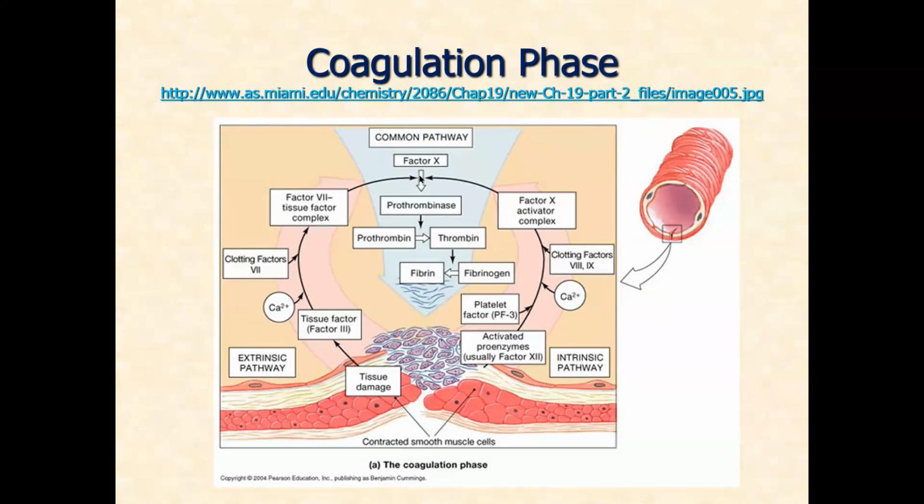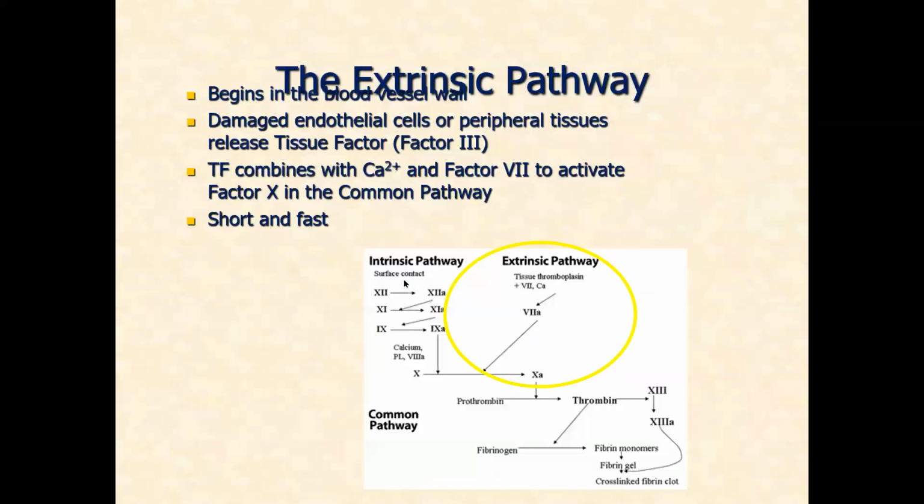This common pathway here leads to the formation of fibrin, right? The other two pathways are just there to activate the processes within the common pathway. So let's look at the individual processes, intrinsic and extrinsic, in a little bit more detail. Then we'll talk about the common pathway. So let's try the extrinsic.